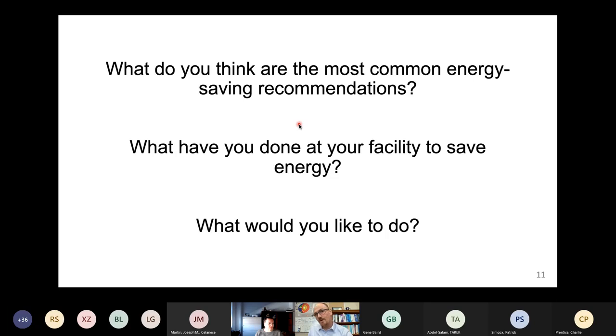So if you go to a wastewater treatment plant, or if you're looking at wastewater treatment in any kind of industrial facility, I want to pause here and ask you, what do you think are the most common energy saving recommendations? I alluded to air already, so probably some things are going to be related to the aeration system. But what have you done at your facility to save energy? And what have you done that could be applied to the wastewater side, perhaps? And then what would you like to do? So thinking about these things ahead of time is useful. And now as we dive into them, maybe you can predict a little bit of what I'm going to talk about in terms of specifics.